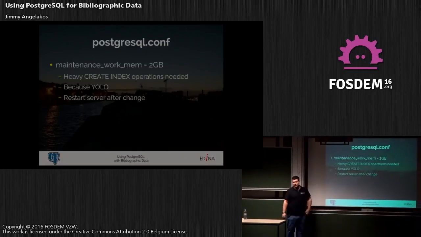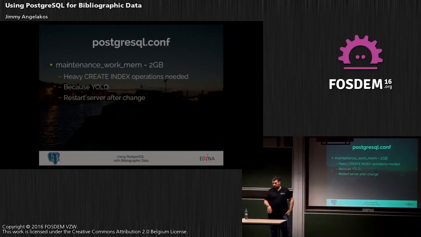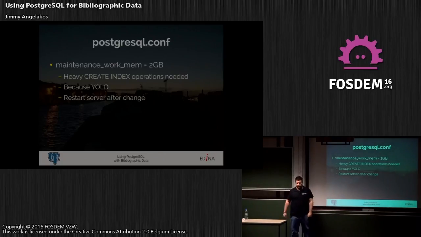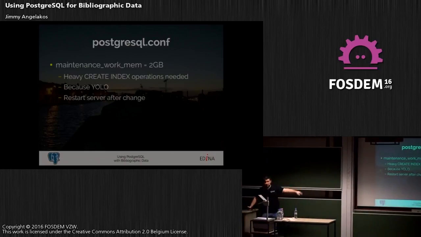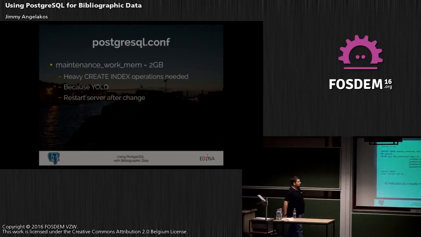So how do we index? We just increase our maintenance work memory, because you don't want to do that with the defaults. It will take ages. So I give it a reasonably large amount of RAM to play with when creating the GIN index, which needs a lot of RAM. And why not 2 gigabytes? Because we only live once. We don't want to wait for ages. And for this to take effect, you have to restart the server.